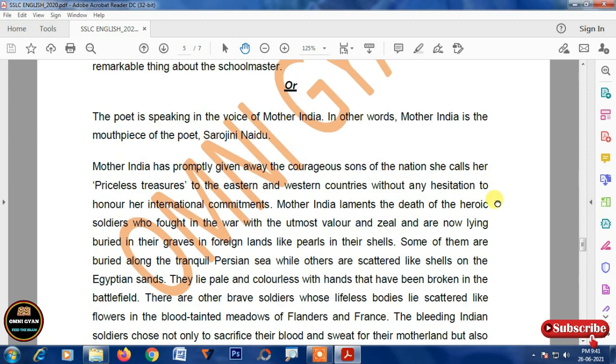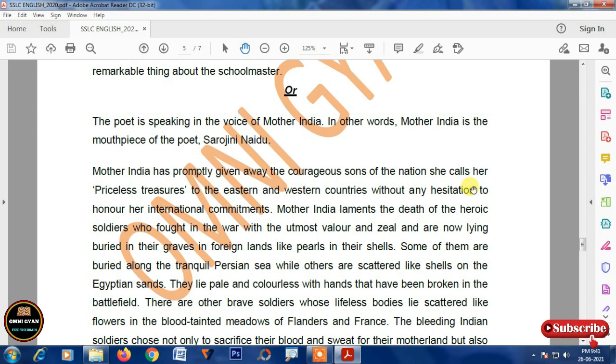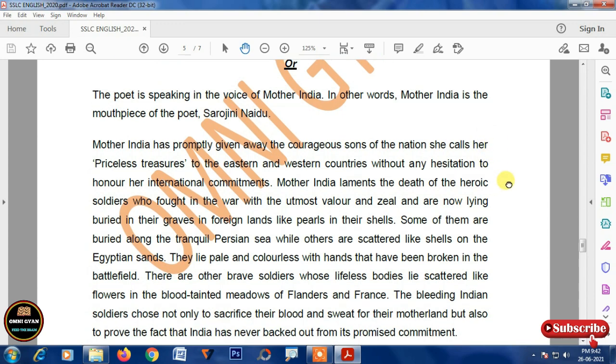And here this is or. You are supposed to write only one, again 80 to 100 words, any one. So this is from The Gift of India. The next question is from The Gift of India. In the poem The Gift of India, the poet speaks in the voice of an Indian mother. Describe the feelings or emotions that she felt during the time when her sons were at war. So this is the answer.